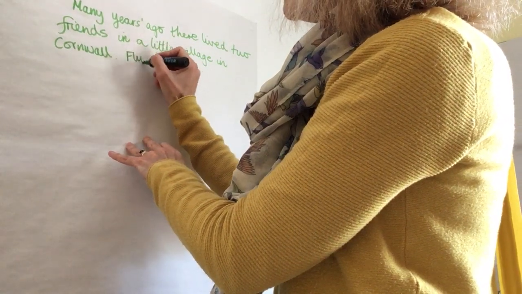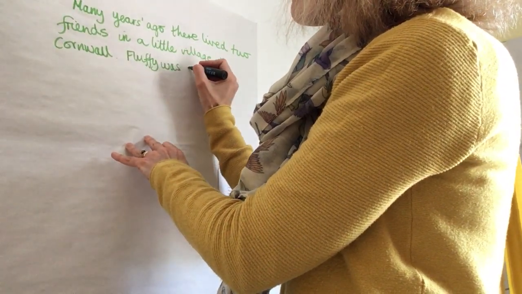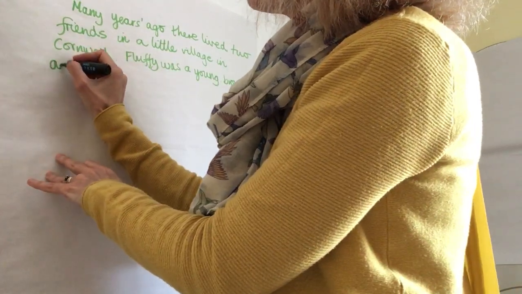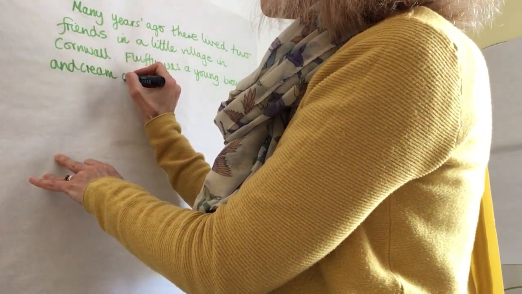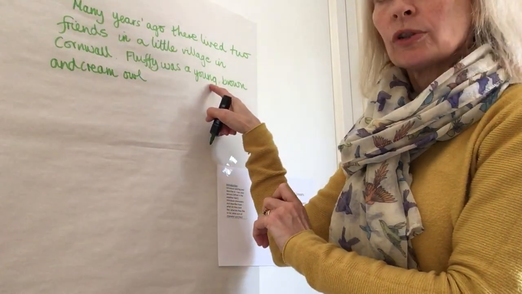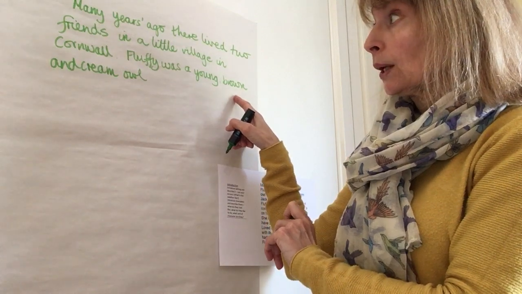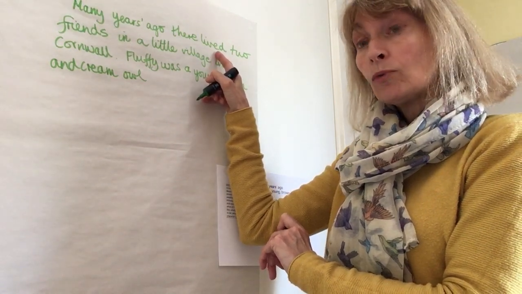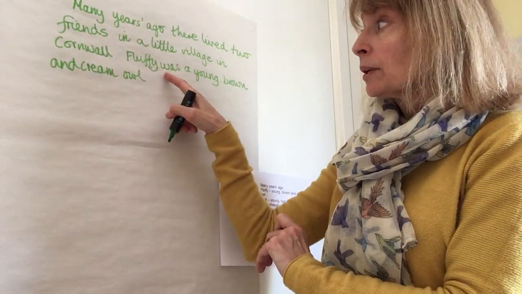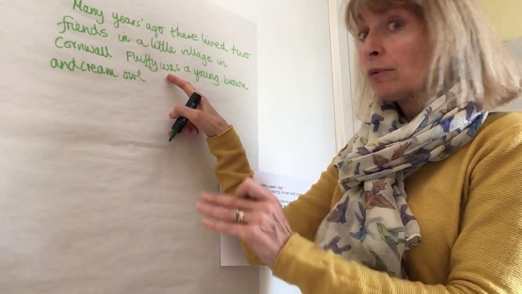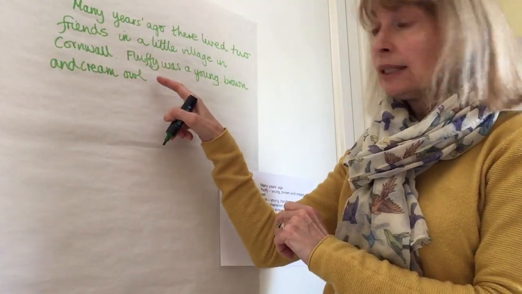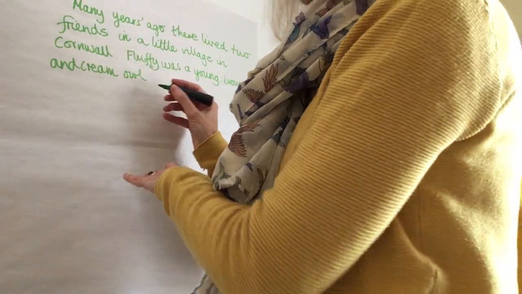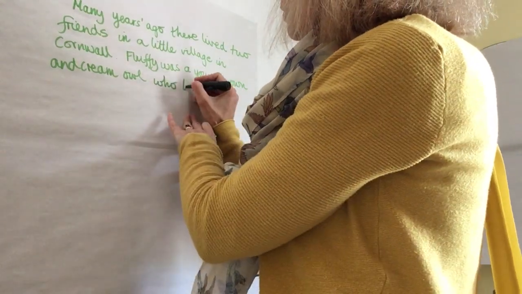Fluffy, we'll talk about Fluffy now. Fluffy was a young brown and cream owl. Now don't forget, when you've got lots of adjectives together, you have to put a comma between them, okay? And as we started in the past tense, that's those ed words on the end of the root word, we're going to stick with that, all right? So instead of is, I'm going to write was. So we have to remember that. We might have to go through it at the end and change that because it's easy to get that muddled up.